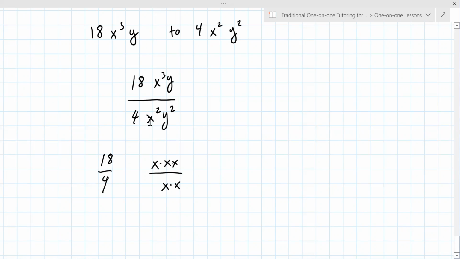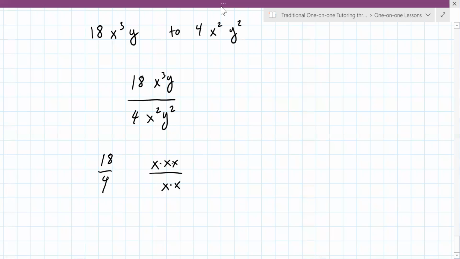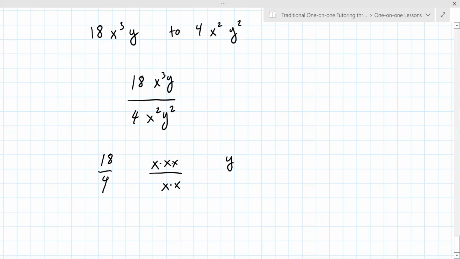Oh, okay. What am I missing here? So it's x times x times x. Oh, and then x times x. Yep. And then y over y squared. Yeah, y over y times y. Times y. Okay.